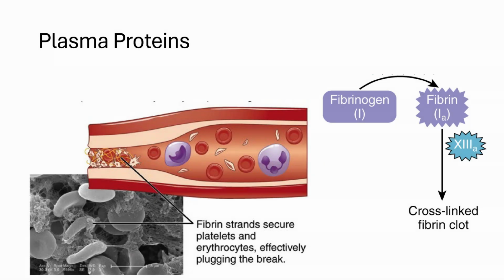Fibrinogen is a plasma protein important for blood clotting. While fibrinogen is soluble in blood plasma, in the mechanism of coagulation, fibrinogen is converted to an insoluble polymer called fibrin, which stabilizes blood clots.